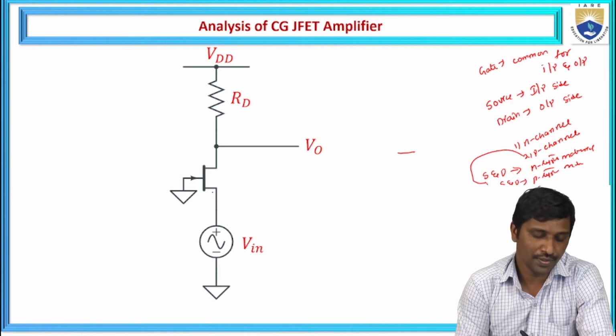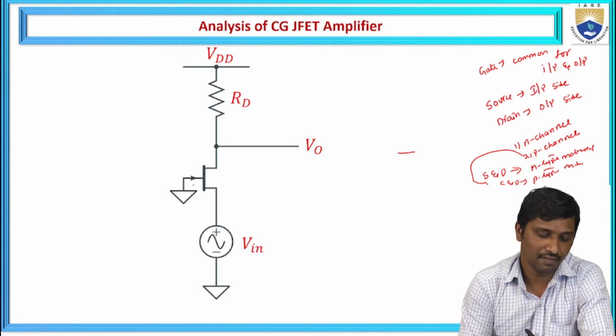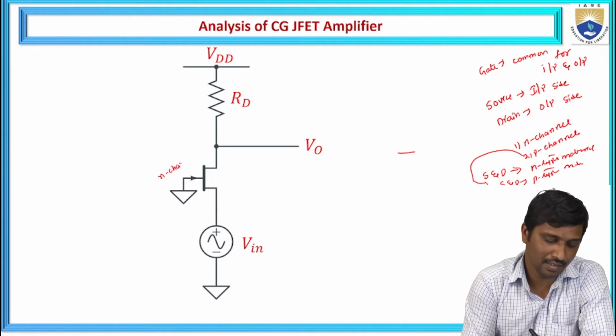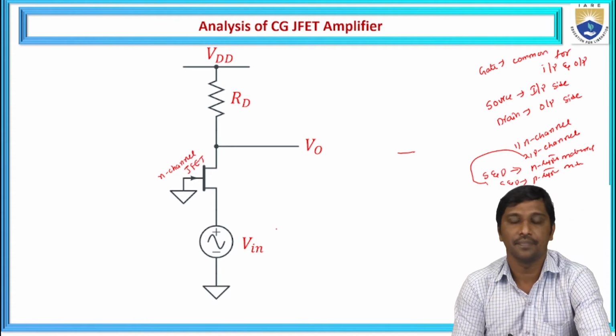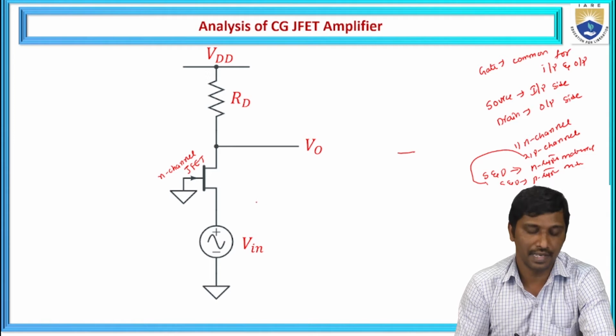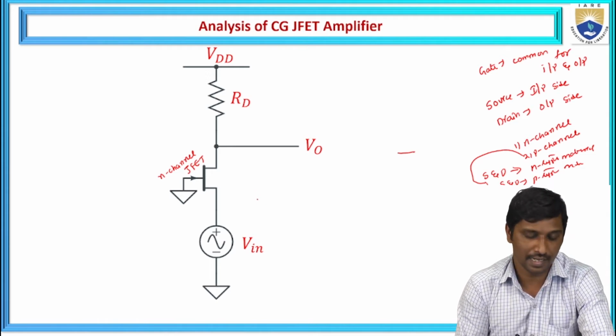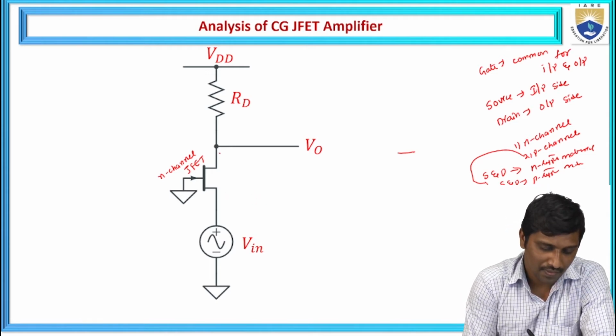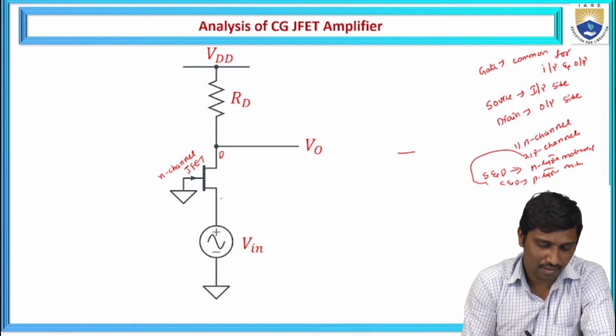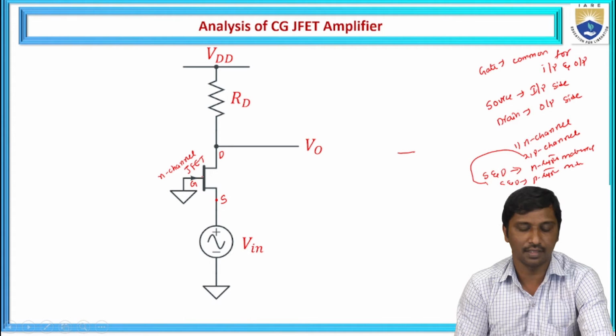Here, I am going to consider the given JFET as an N-channel JFET, which means the source and the drain are made up of N-type material. Let us consider this is the drain terminal and this is the source terminal, and this side is the gate side.